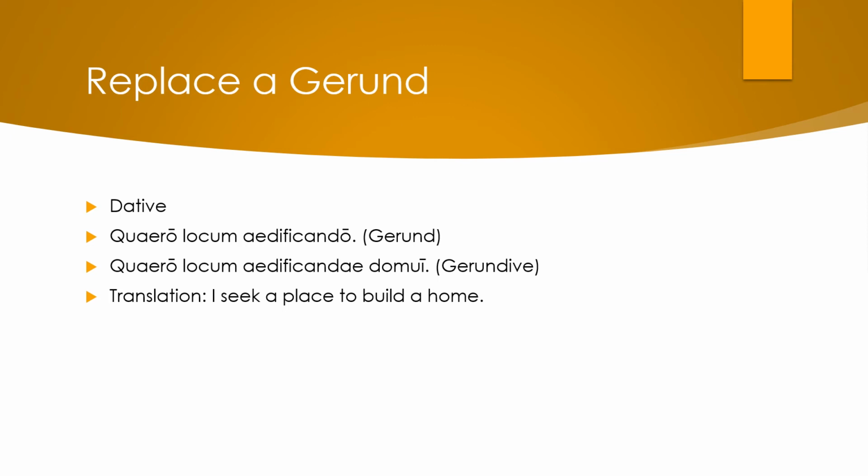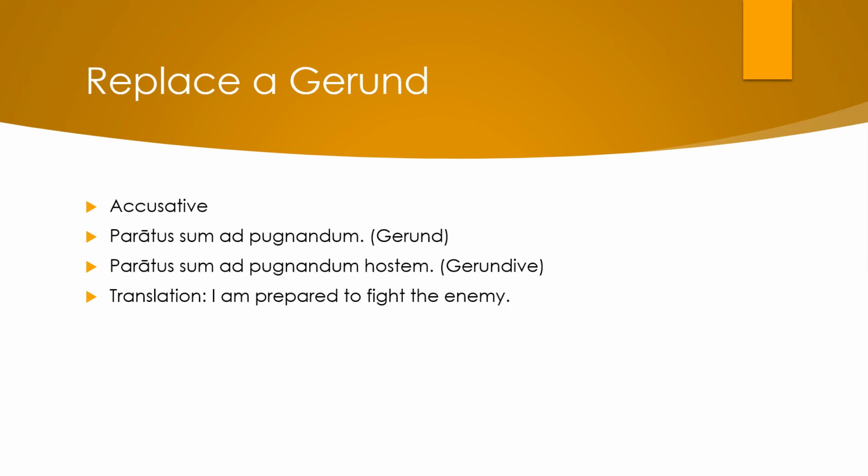Again, notice that the gender changed here. The gerund was neuter, but the gerundive is feminine to agree with domui, which is a feminine noun. As an accusative example, we'll look back at that previous sentence we saw with the gerund, paratus sum ad pugnandum. I am prepared to fight.